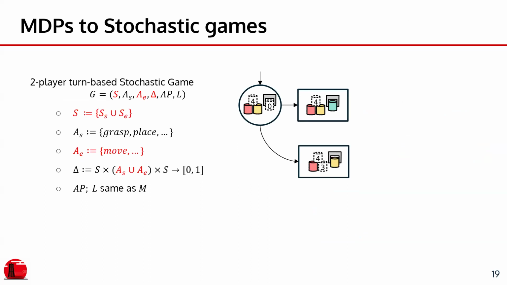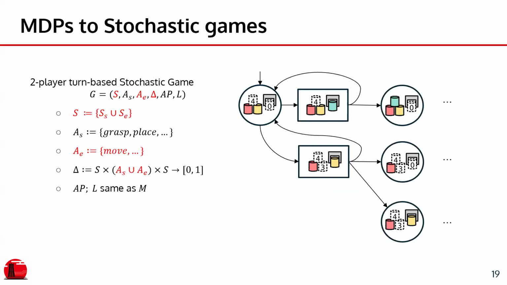Once the robot finishes grasping a block, the game evolves to a human state, shown in square. The human actions are every possible move of the objects in the environment. The transition relation delta is obtained from the likelihood of human actions. This can either be predefined or computed from prior demonstrations.